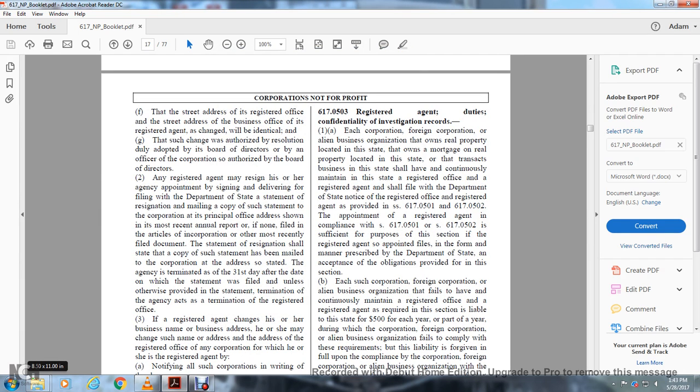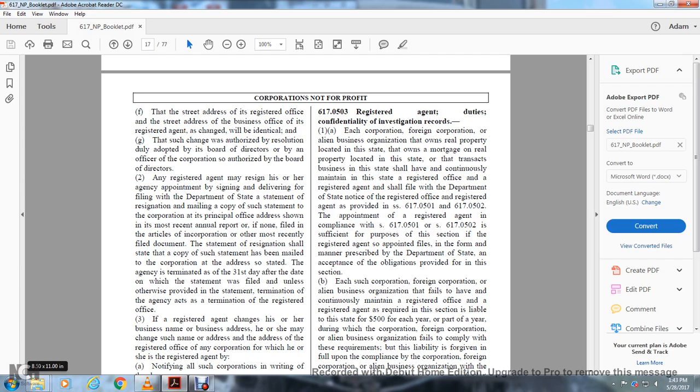617.0503, registered agent deemed a confidential investigation record. Each corporation, foreign corporation, or alien business organization that owns real property located in the state, that owns a mortgage on real property located in the state, or that transacts business in the state shall continuously maintain a registered office and registered agent, and shall file with the Department of State the registered office and registered agent as provided in statutes 617.0501 and 617.0502.